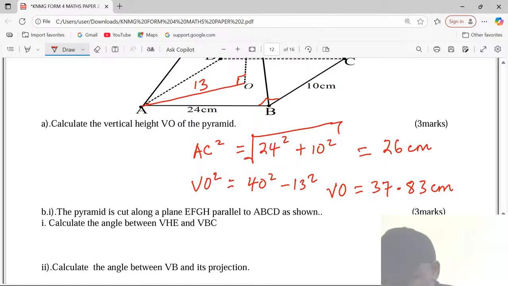Pythagoras theorem. Yeah, thank you for remaining around.